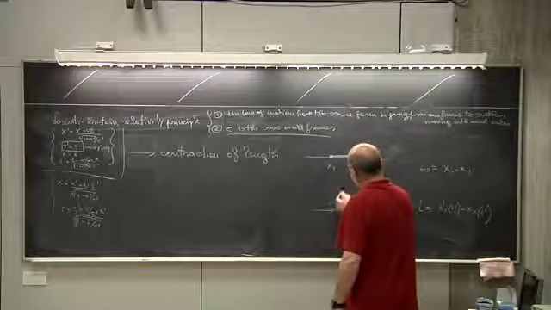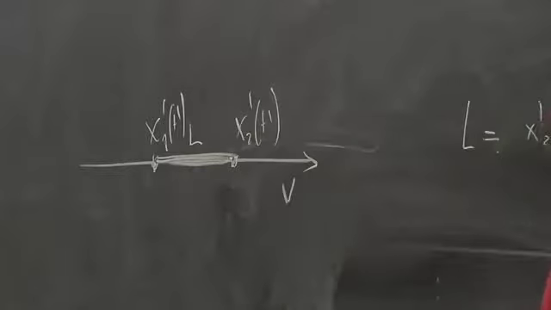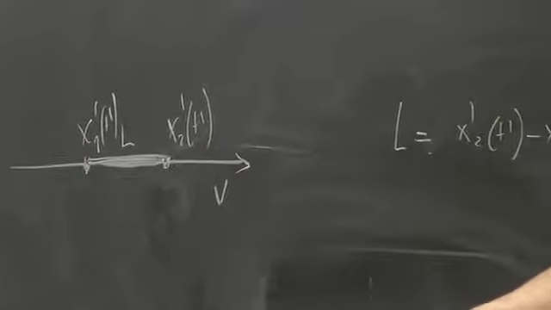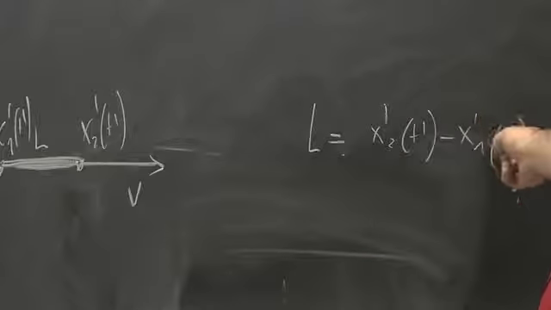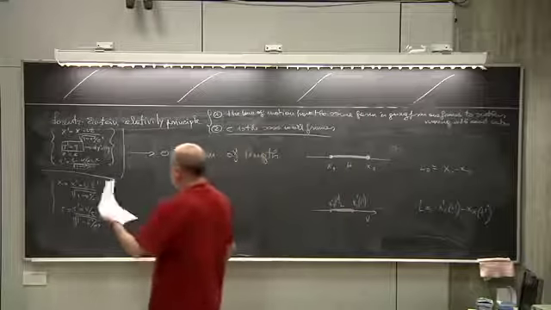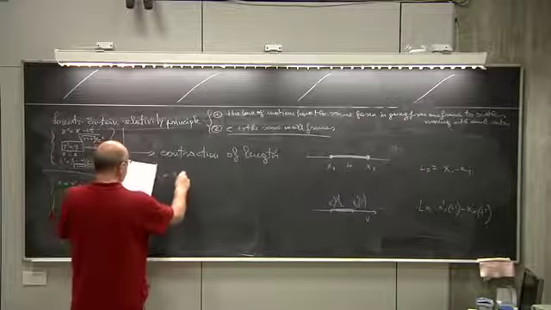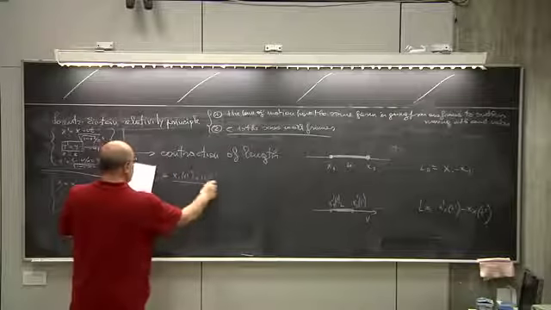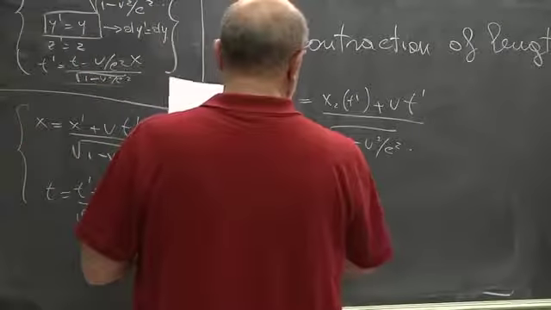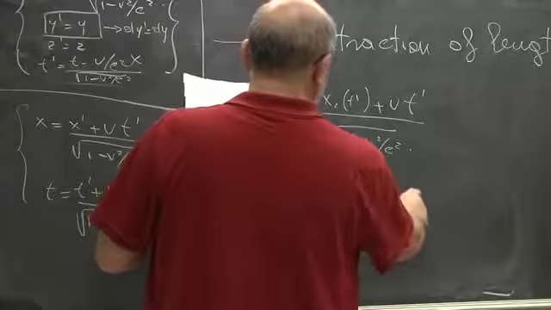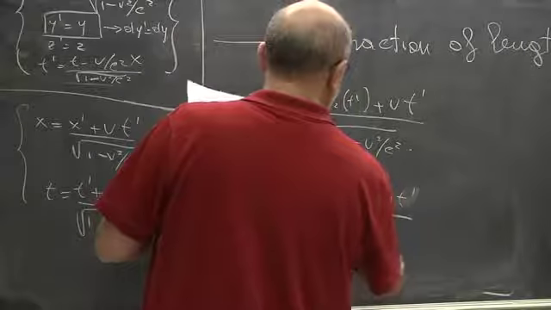L is x2 of t' minus x1 of t'. I take the same time, because when I measure a distance, I take the extremes of the rod and I measure at the same time. So t' is the same. This is very important. So let's see, using this law, x2 is equal to (x2 of t' plus v t') over the square root of 1 minus v squared over c squared. And x1 is (x1 of t' plus v t') over the square root of 1 minus v squared over c squared.